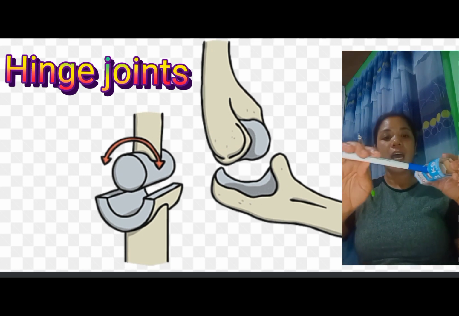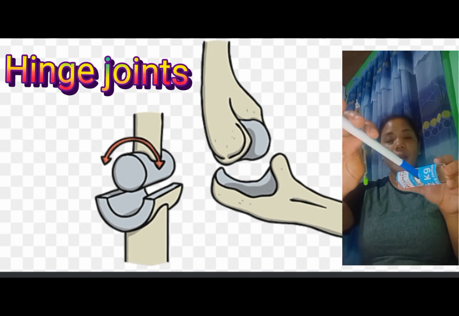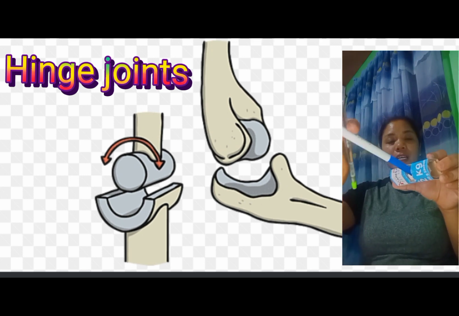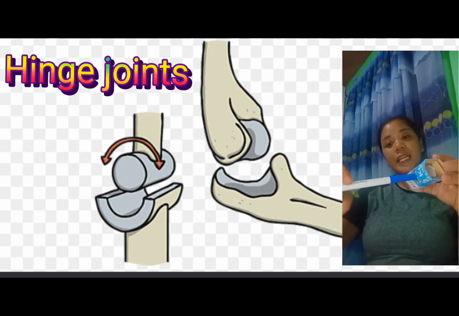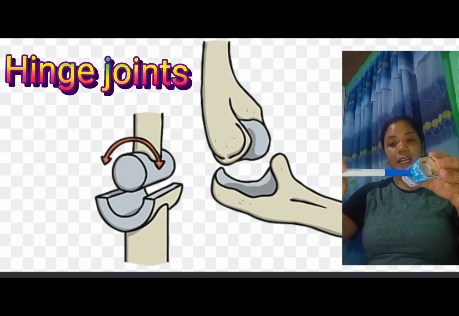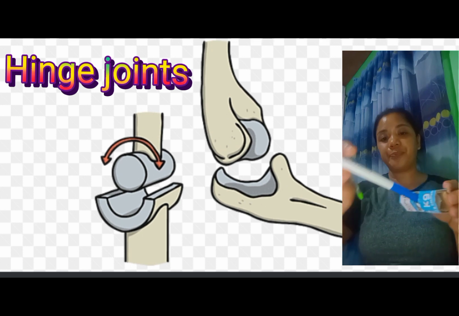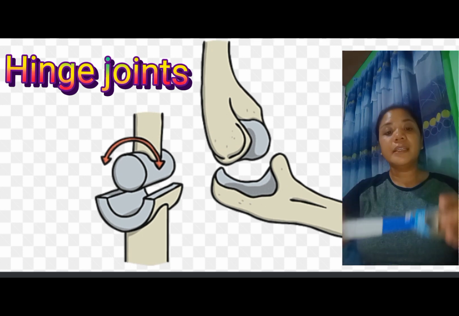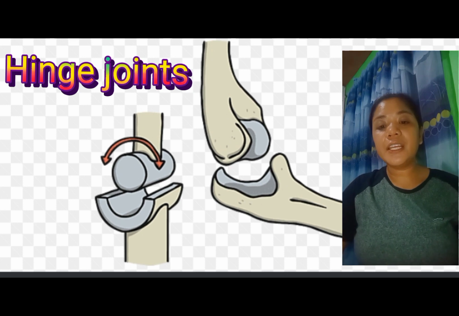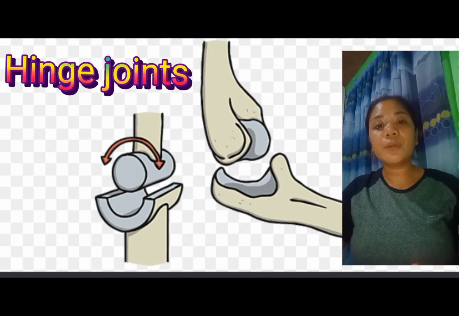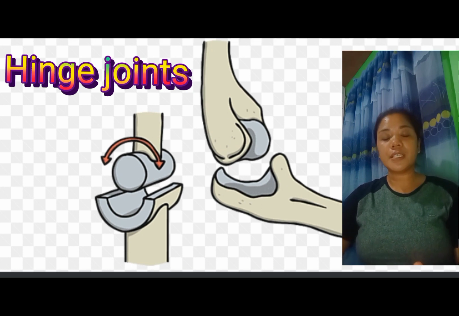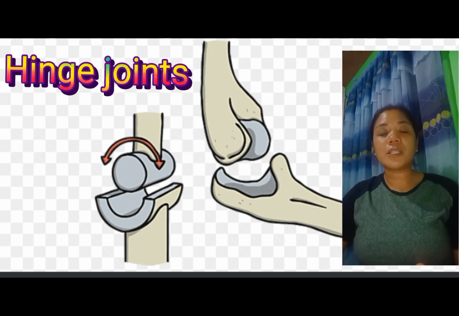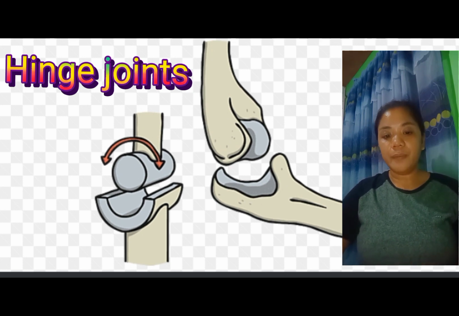Hinge joints allow movement primarily in one plane. It is a monaxial joint. The bones fit together perfectly, one convex and the other concave. And the best examples of the hinge joints are fingers, toes, elbows, knees, and ankles. Hinge joints are complex and contain many muscles and tissues.